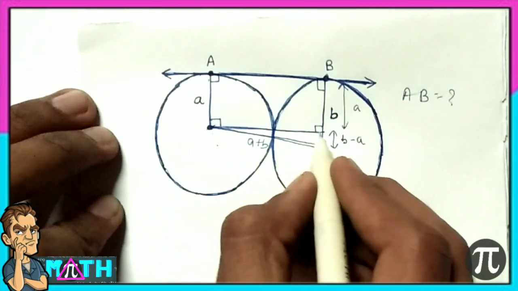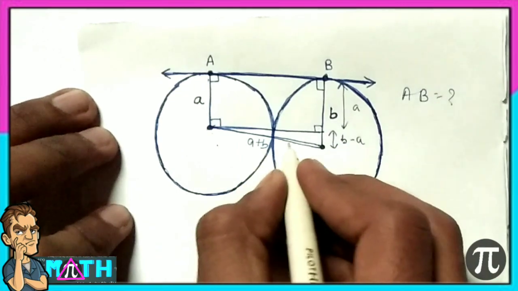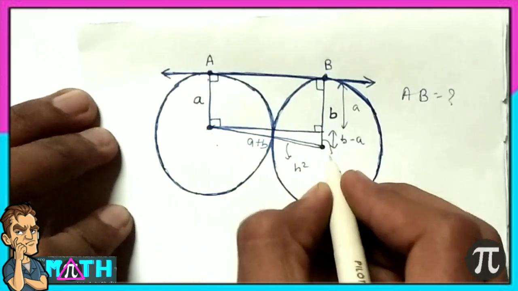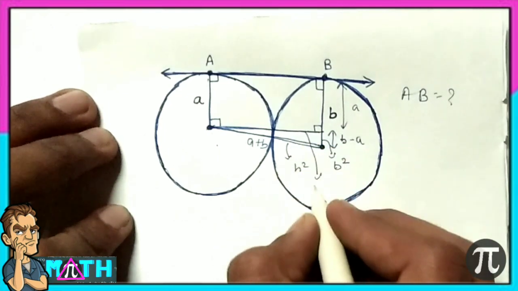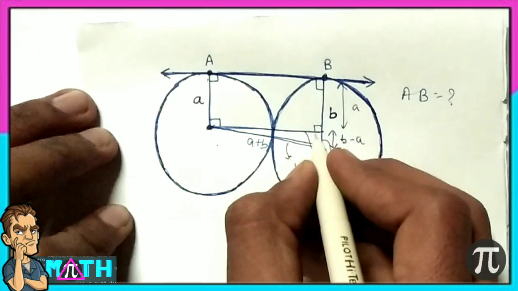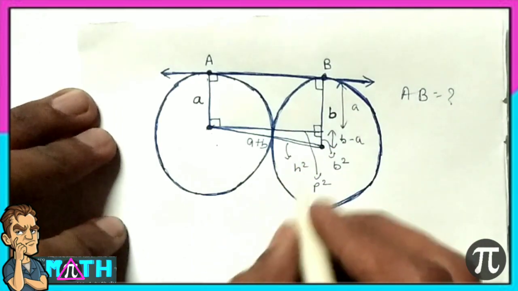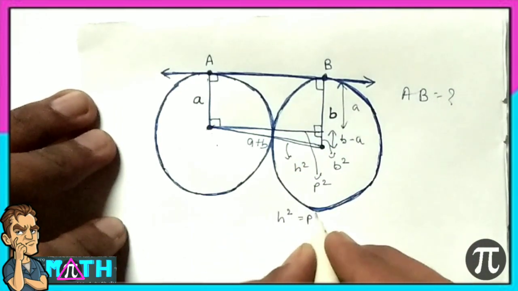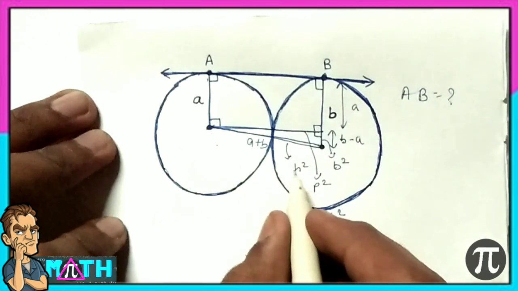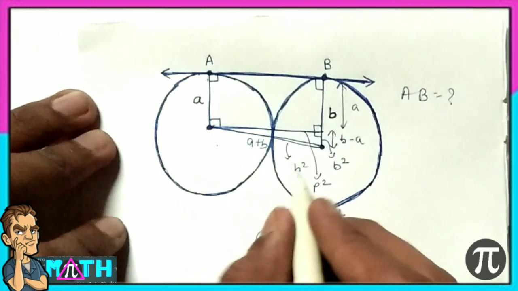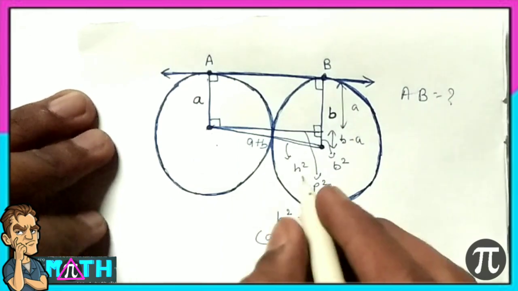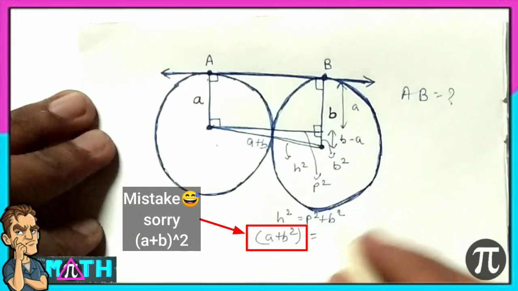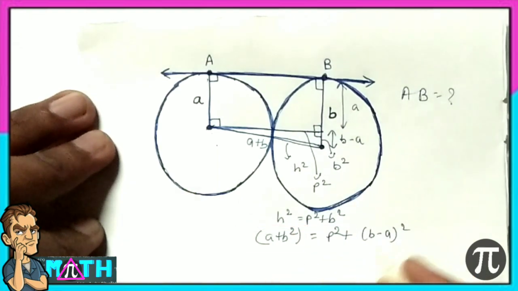Now this is what? Perpendicular. This length is the hypotenuse, h square, this is the base, b square, and this is the perpendicular, p square, and it is 90 degrees. Now arrange these terms to form the Pythagoras theorem, that is h square is equal to p square plus b square, that is A plus B the whole square, that is h square, hypotenuse square, is equal to p square, that is p square, plus b square, that is B minus A the whole square.